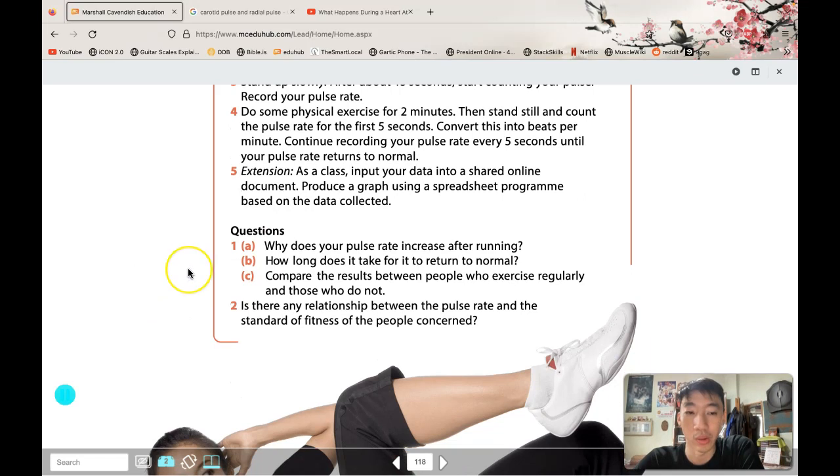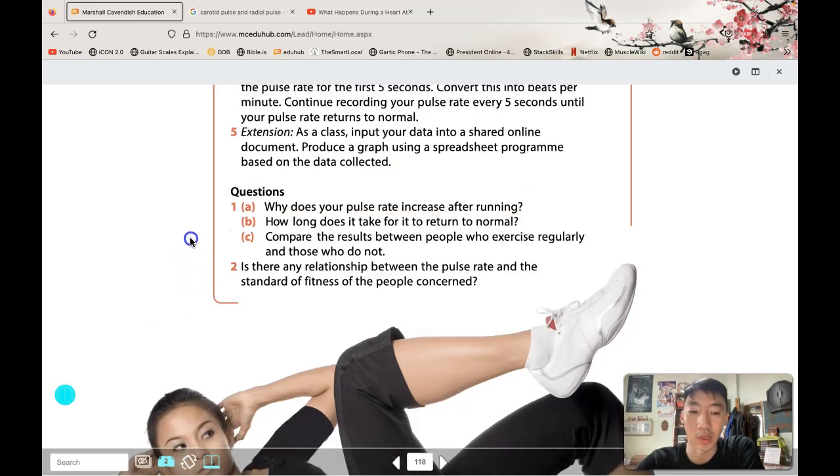It's quite obvious, right? Your pulse will definitely increase as you are exercising, and that is because when you're exercising, your cells need more energy, and so it increases the rate of respiration, and therefore you will need to pump more blood around the body. Your breathing rate also increases so that you can have more oxygen in your body for a higher rate of respiration. Okay, how long does it take to return to normal?